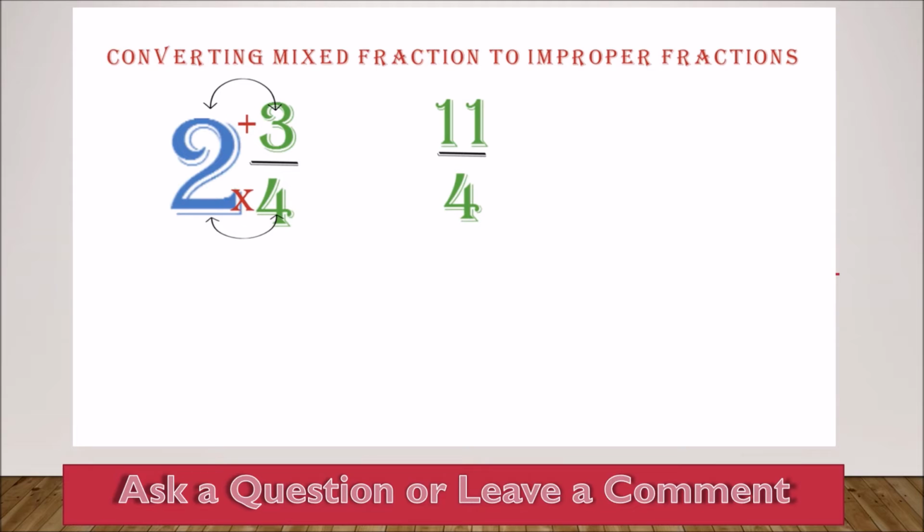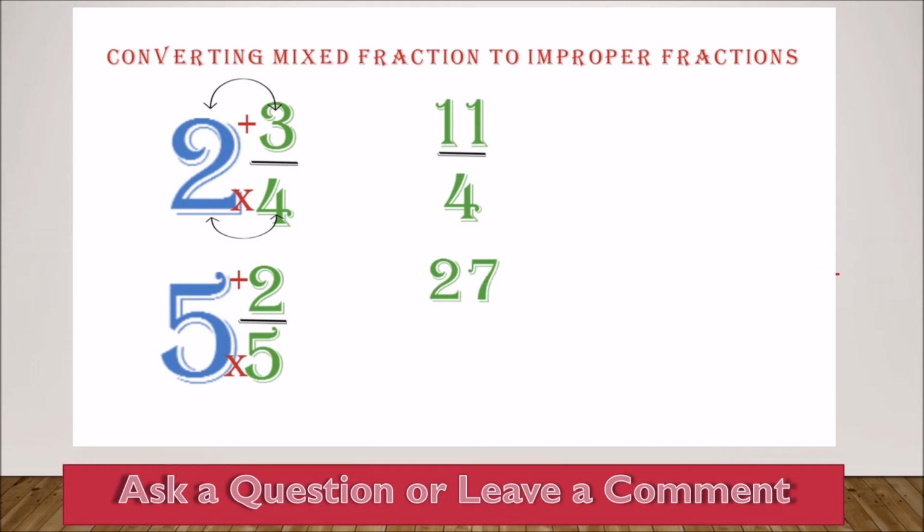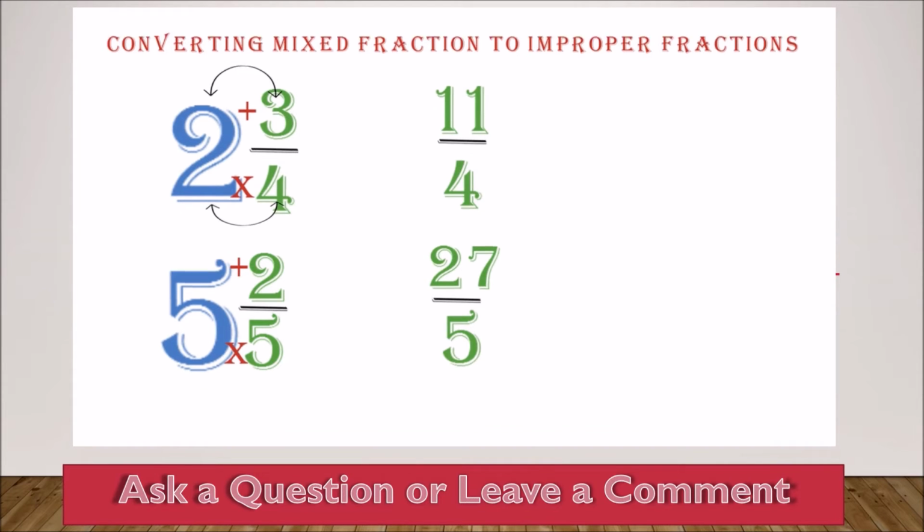Let's take another example. We look at 5 2/5. To solve, we will multiply the 5 by the 5 to get 25, and then add the 2 to get 27. This will be over the original denominator 5.